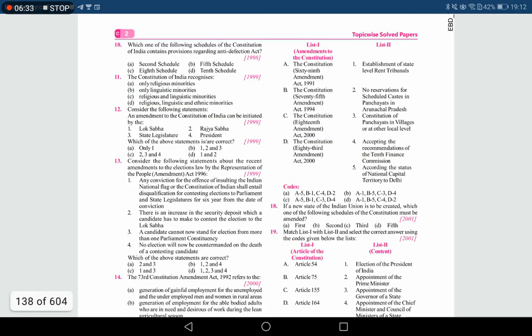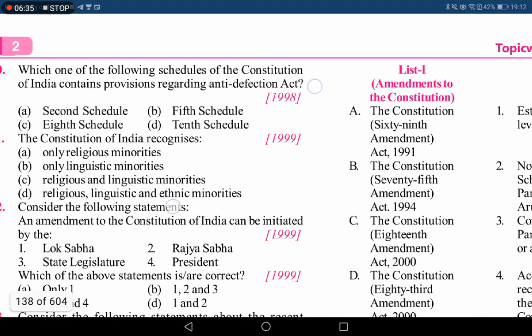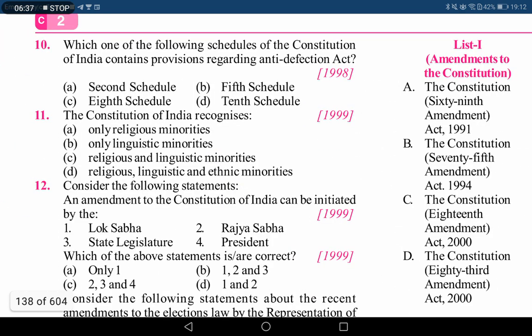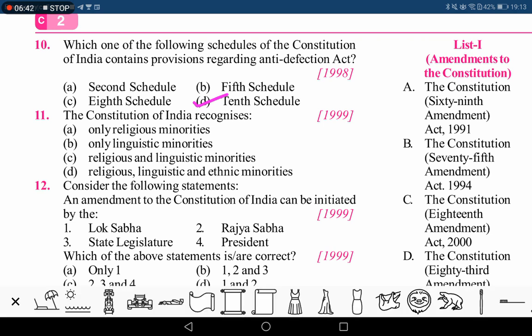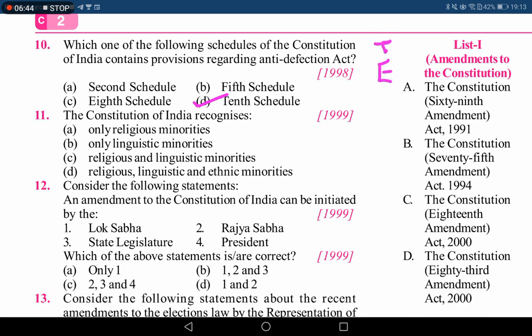Next question, which of the following schedules of the Constitution of India contains provisions regarding the Anti-Defection Act? Now this is the 10th schedule. All right, if you have to remember the schedules, there is a way in which you can go for it.